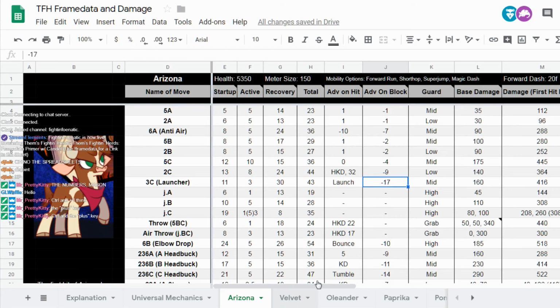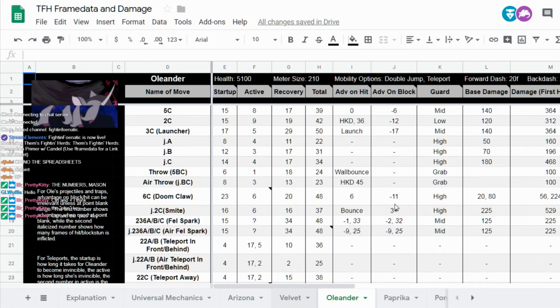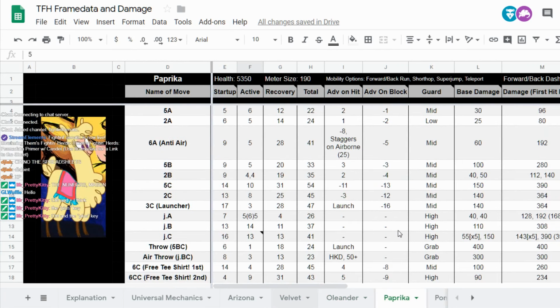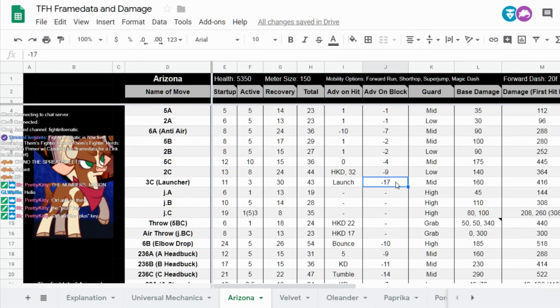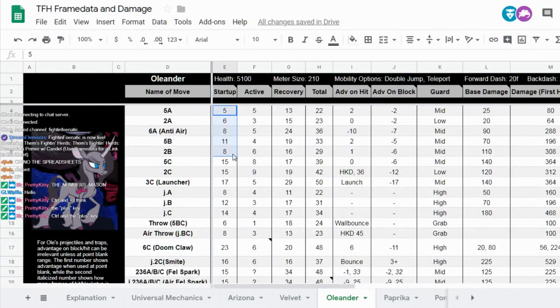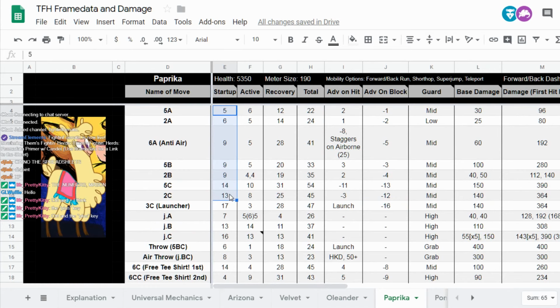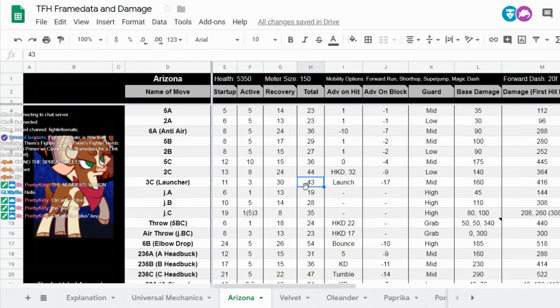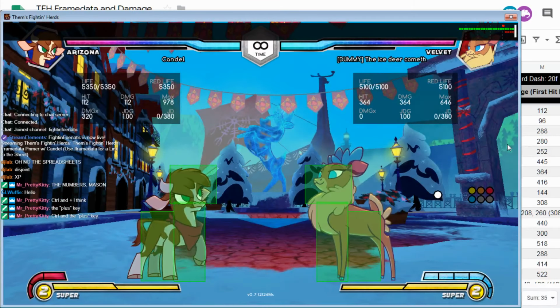If we go through every character, Velvet is minus 16, Oleander is minus 17, Paprika is minus 16. They're all really, really negative values. And if you look at startup, you see that there are a lot of moves that are faster than 16 or 17 frames. So if you put two and two together, if the opponent can't do anything, including block, after making you block this move, and you recover 17 frames before them, then you can use any attack that's faster than that to punish. This is the basics of frame data.